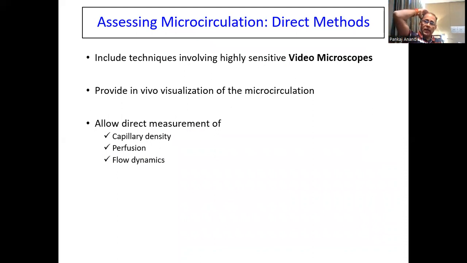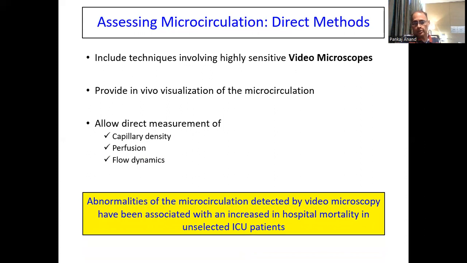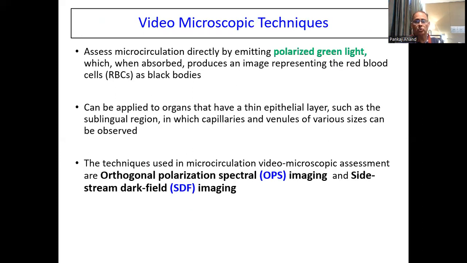Now, if you talk about the direct methods, they include the techniques involving highly sensitive video microscopes. It provides in vivo visualization of the microcirculation. It allows direct measurement of capillary density, perfusion, and flow dynamics. So whenever there is an abnormality of the microcirculation, which is detected by video microscopy, it has been associated with an increase in in-hospital mortality, especially in unselected ICU patients.